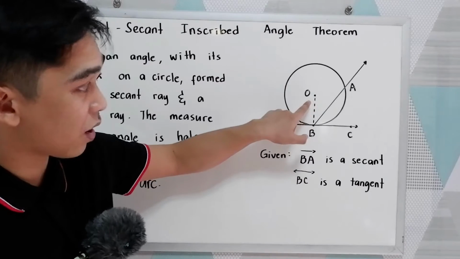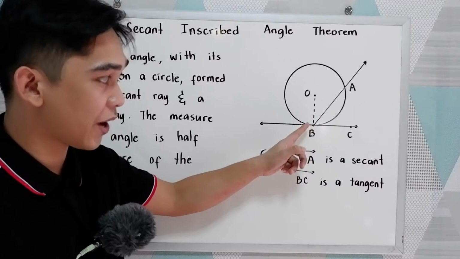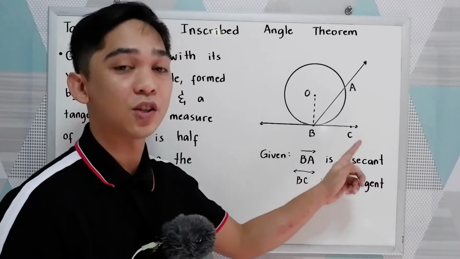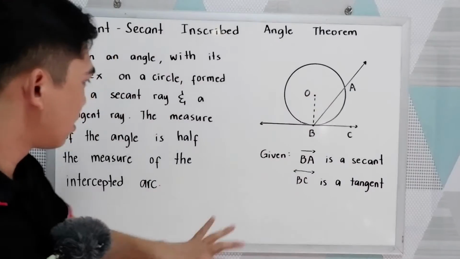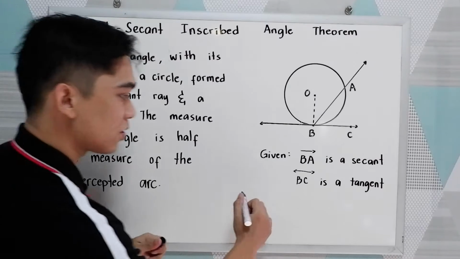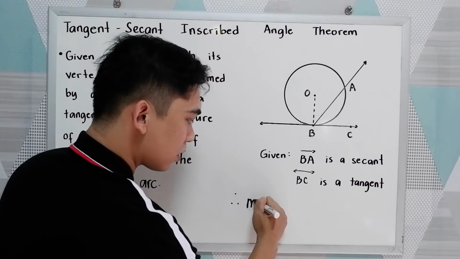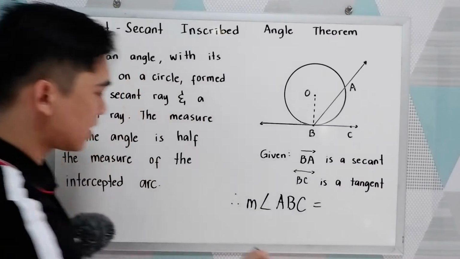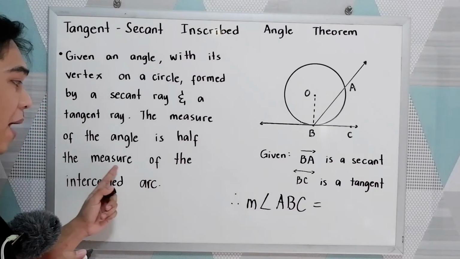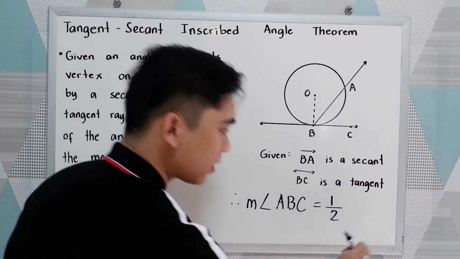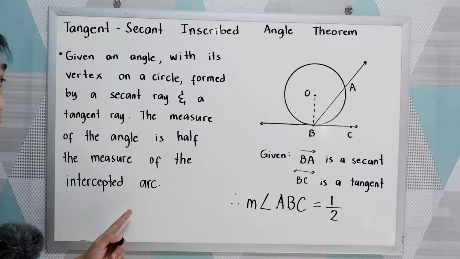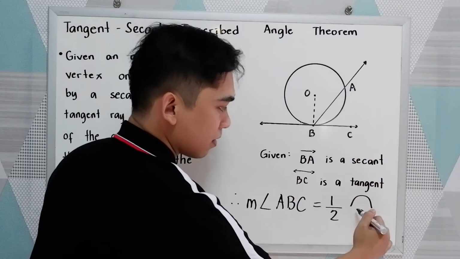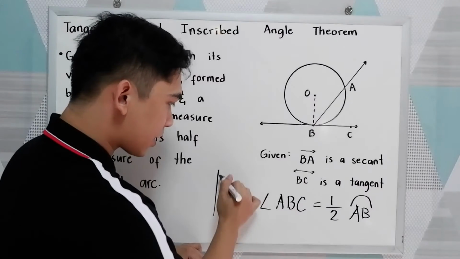Let's say we have this circle O, and the given is a secant ray, which is BA, and BC as our tangent. If this is the case, our conclusion is that the measure of angle ABC is equal to half the measure of the intercepted arc. Our intercepted arc here is arc AB. That would be our conclusion.